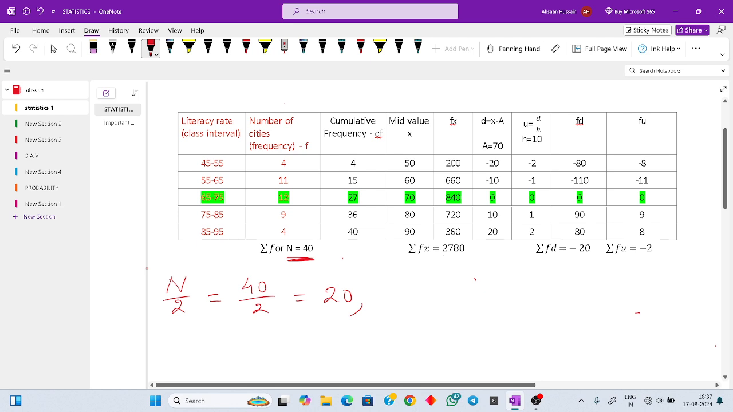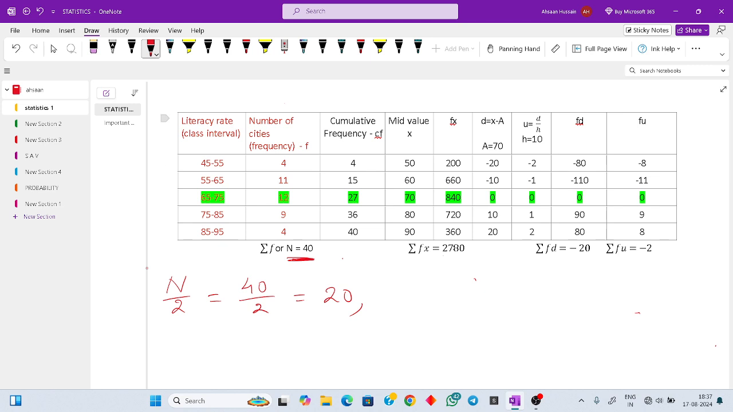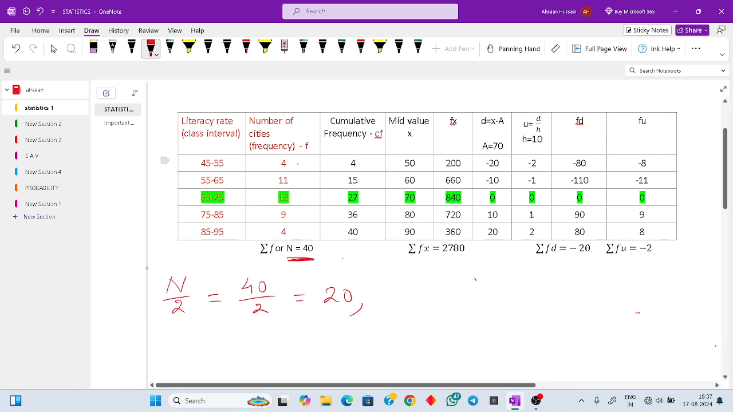Now we'll check where this 20 lies. Okay, in this column. This is our cumulative frequency column. Okay, cumulative frequency is nothing but the sum of all the frequencies. First of all, we'll write 4 as 4 directly. Then we'll add this 4 with 11. So 4 plus 11 is 15. Then again 15 plus 12, which will give 27. Then 27 plus 9 is 36. And 36 plus 4 is 40. So this must be equal to n. Okay.